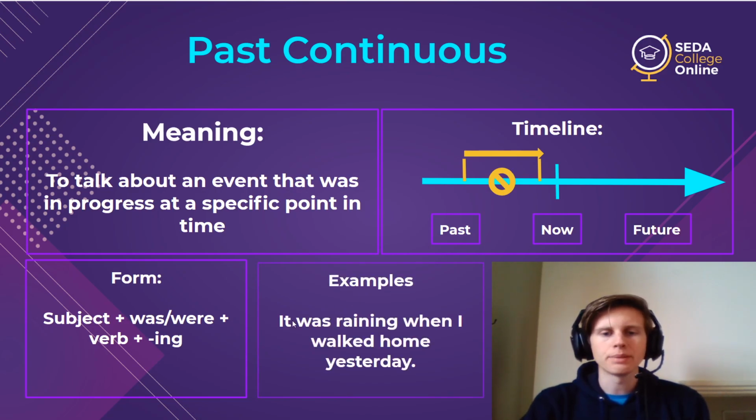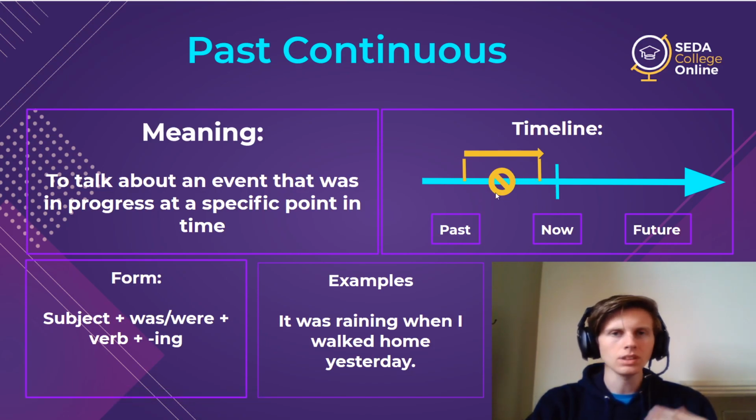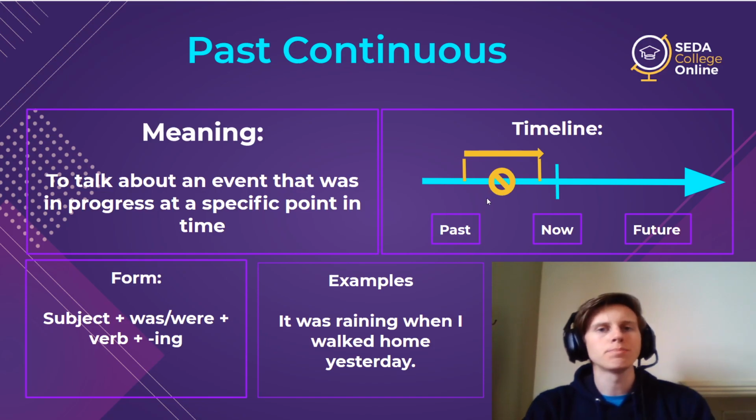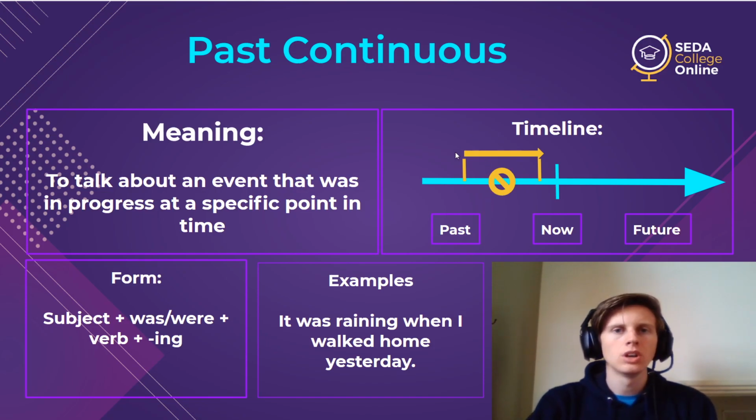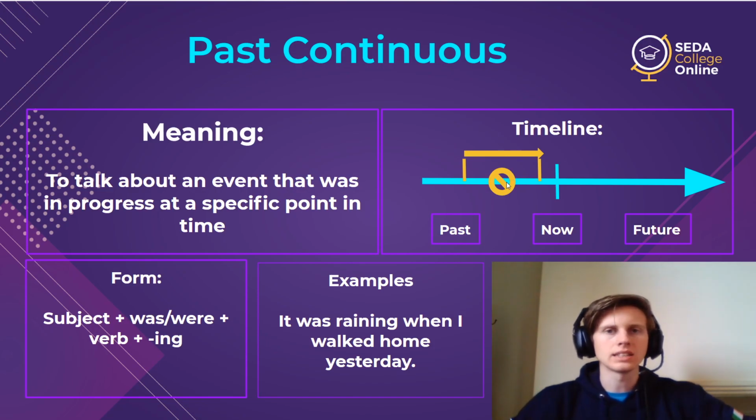And then the past continuous is now describing this action around that past point in time. So an example is, it was raining when I walked home yesterday. So I have my point in time here: I walked home yesterday. And then in progress at that time, there was rain. So it was raining. It was raining when I walked home. So I'm describing things that are happening in progress in my story at that point in time.